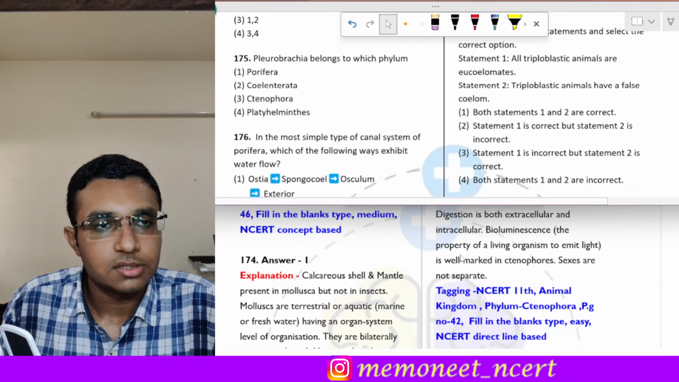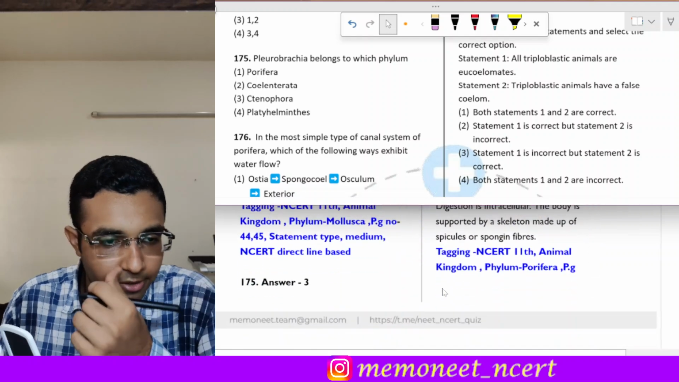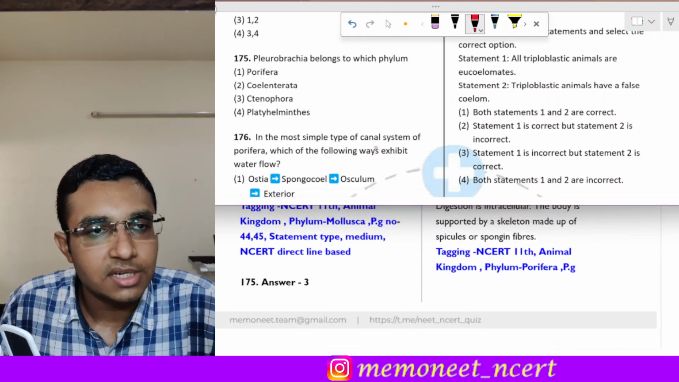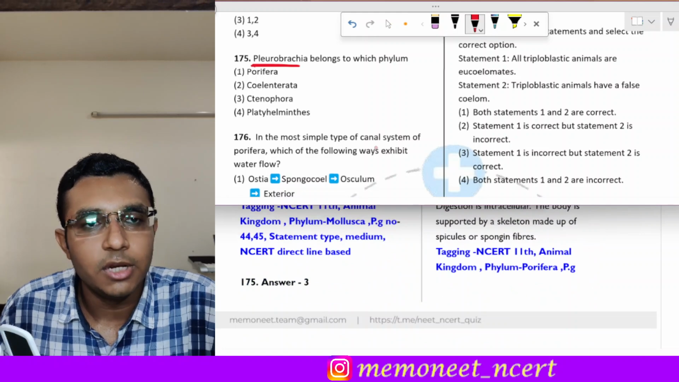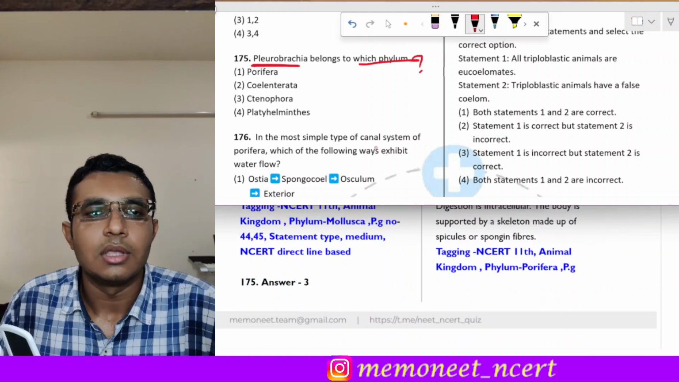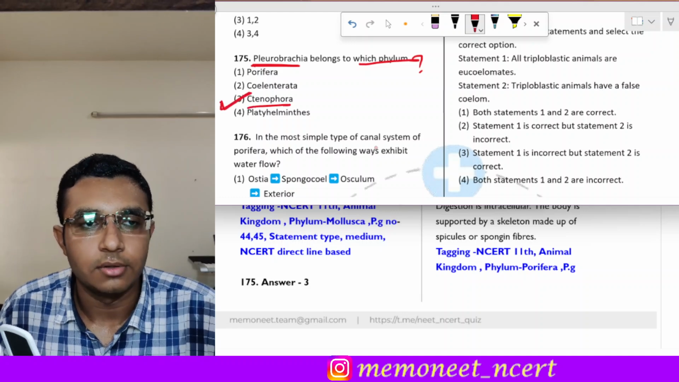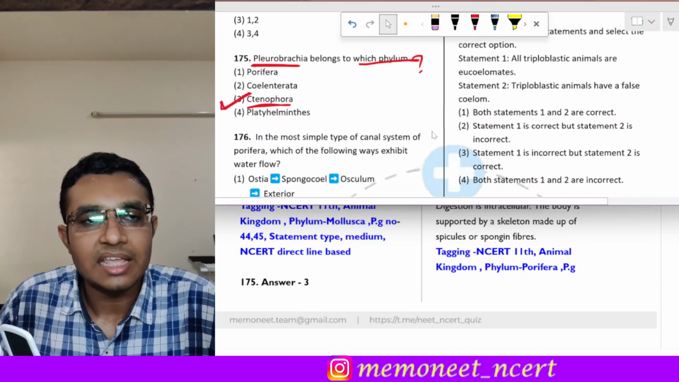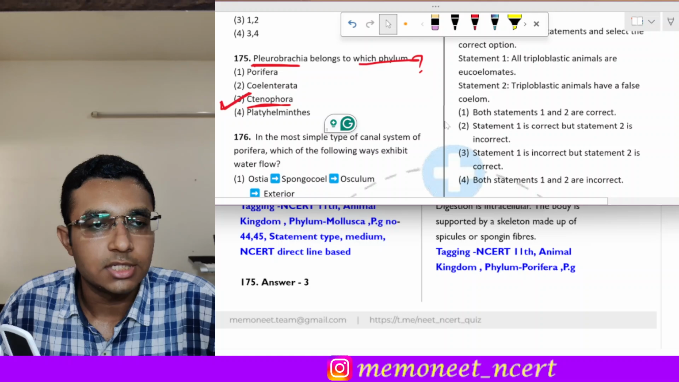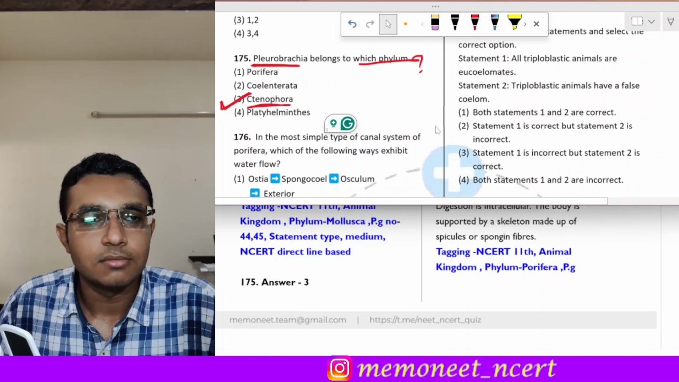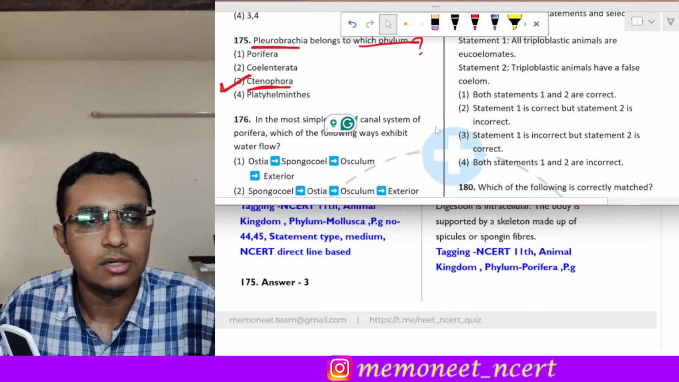Moving on to the next question, that is question number 175. The question 175 states that pleurobrachia belongs to which phylum? So see, pleurobrachia, as we know, belongs to phylum Ctenophora. Phylum Ctenophora contains an organism that is known as pleurobrachia. So the correct answer of this question is option 3, that is Ctenophora.